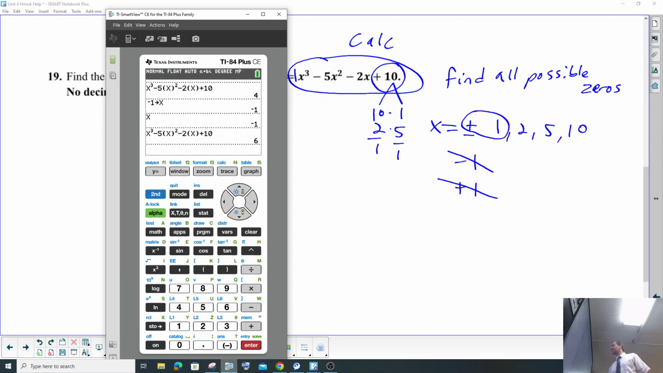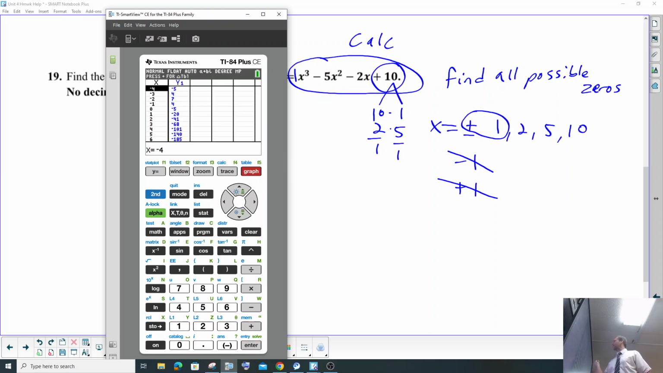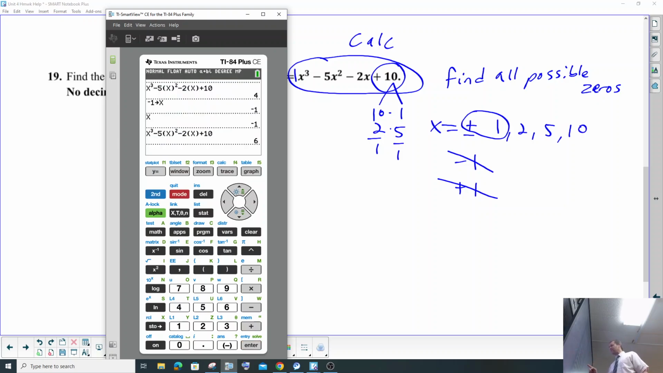So now we try a 2 next. You can graph it as well, and go to the second table. You can graph it and see where all the zeros are. That's another way to do it. But I like this way. This way's kind of fun.